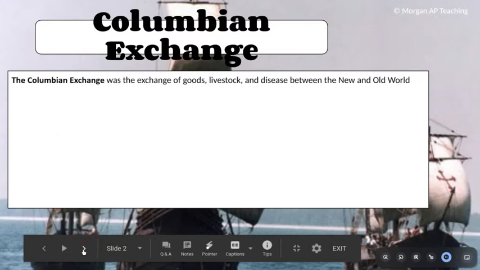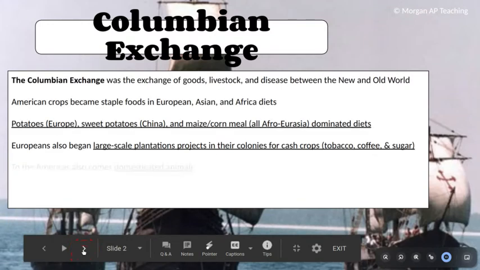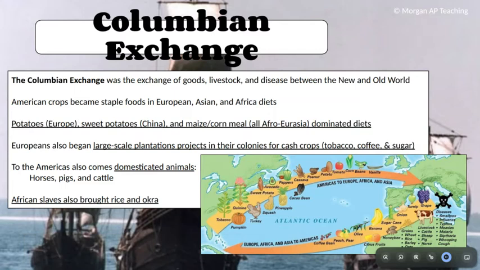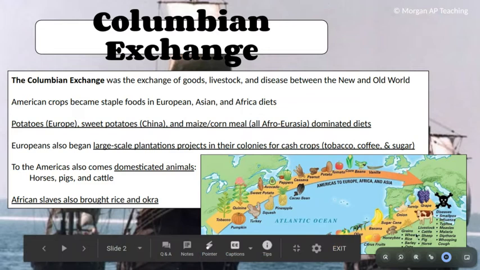Okay, so the Columbian Exchange was the exchange of goods, livestock, and disease between the New and Old worlds. American crops became staple foods in European, Asian, and African diets. When we're talking about the Old World, we're talking about Europe and Africa, and the New World would be considered North America and South America.